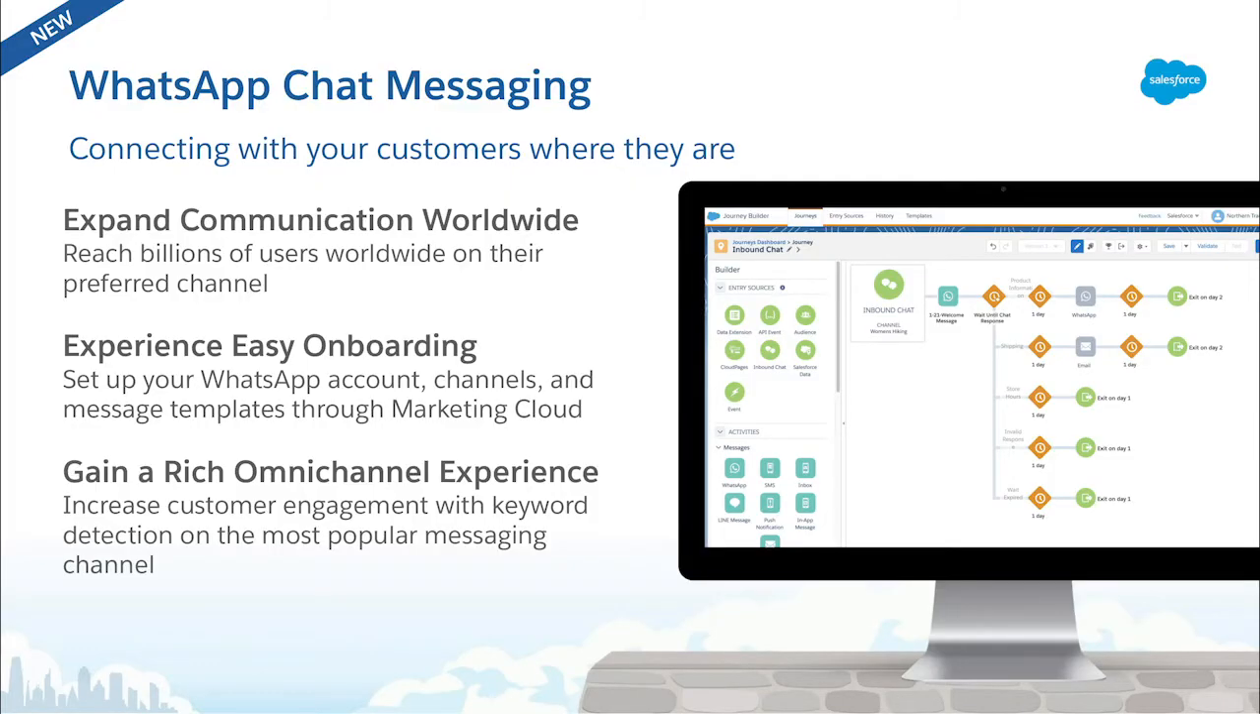In our increasingly global world, it's more essential than ever that you're able to reach your customers around the world. However, there may be increased costs incurred with international messaging. WhatsApp, a chat messaging app, has 2 billion users worldwide and is becoming the channel of choice for businesses around the world. Marketing Cloud has not only made it easy for you to communicate using WhatsApp, we've also streamlined the setup and onboarding experience, and incorporated features like keyword detection to help you personalize and enrich the omnichannel experience. Let's click over to Marketing Cloud to see how it works.